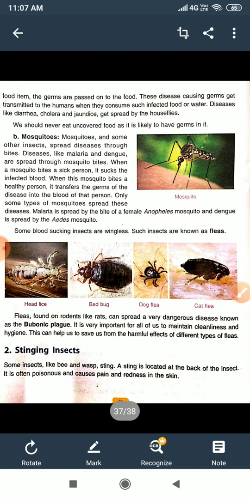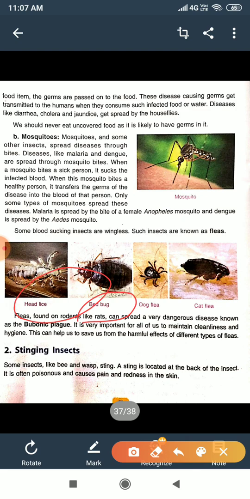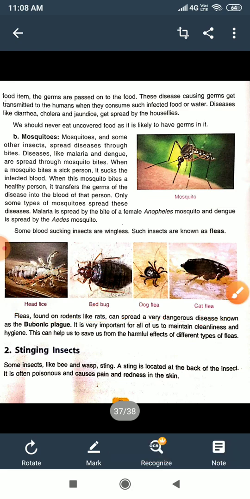Now see, some blood sucking insects are wingless, and they are known as fleas. So what are they? Head lice, bed bug, dog flea and cat flea. These are insects which are wingless and known as fleas. So these are examples of wingless insects.